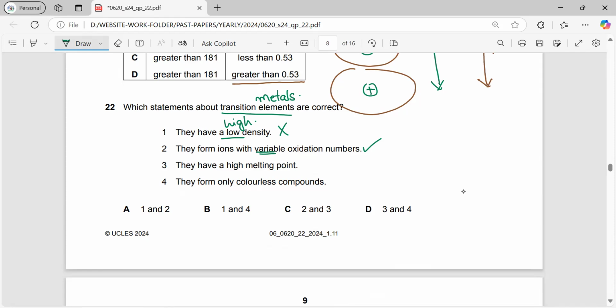They have high melting points. Yes, because the transition metals are very hard. It's very difficult to melt them. They need very high temperature to overcome the attractive forces between the particles and to melt. They form only colorless compounds. That's wrong because transition metals can form colored compounds. This is also a different property of transition elements. So options 2 and 3 are correct, which makes the answer C.